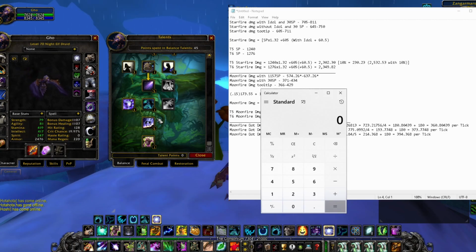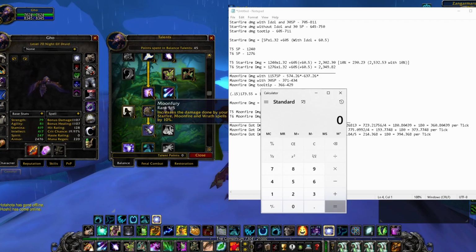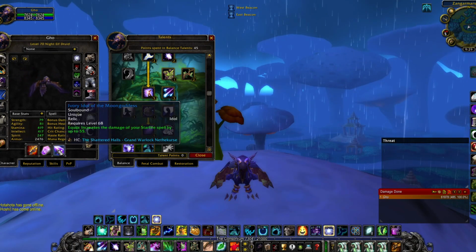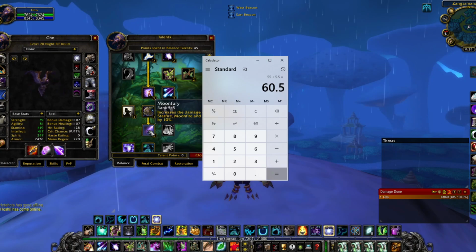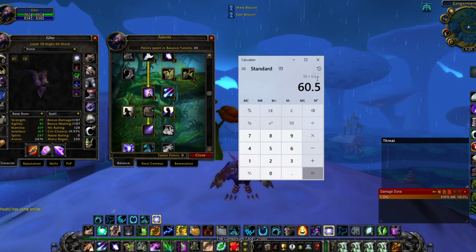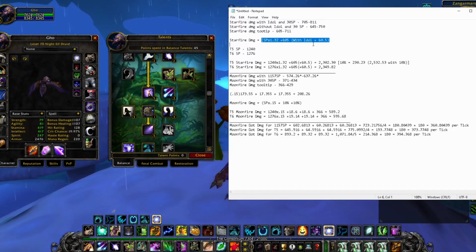But the idol doesn't benefit from Wrath of Cenarius. It only benefits from Moon Fury. So it says increases the damage by 55, but since it benefits from Moon Fury, it gets 10% of 55 added to it, so it's 60.5 damage that the idol adds. So once I had my formula, I could plug in the spell power that each set gave me. I did that here and got the spell damage that I used in my rotation and took the 10% as well.